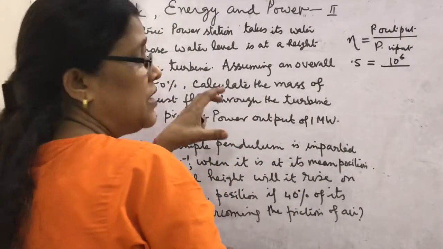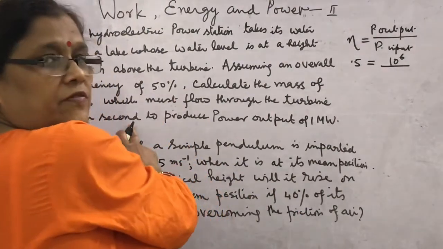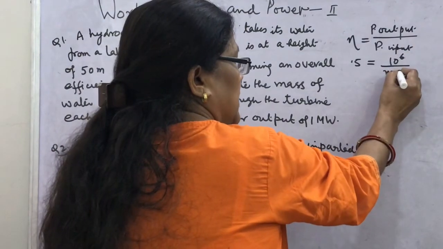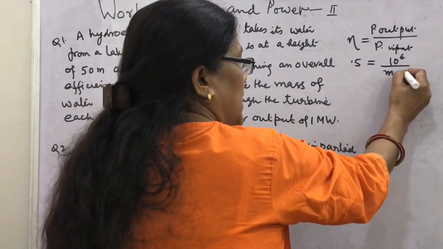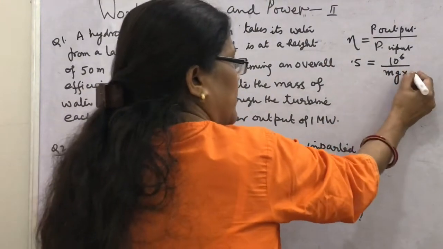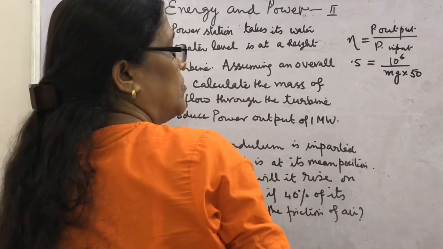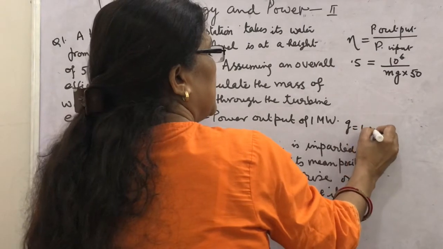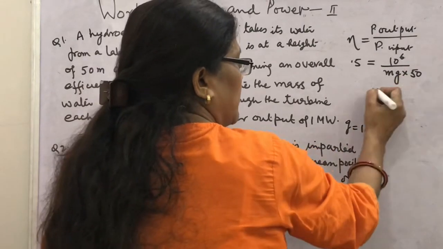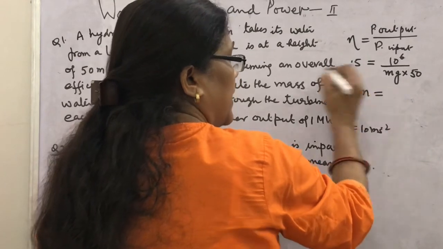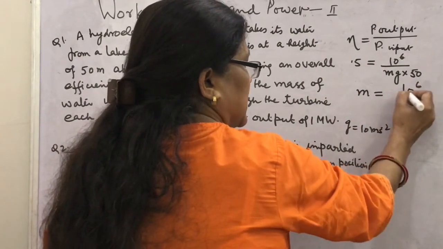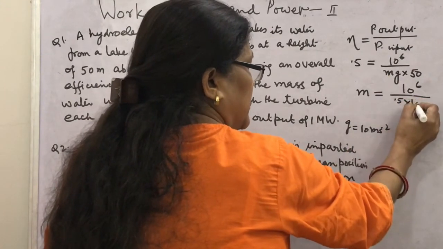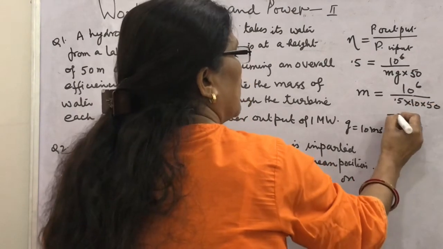Suppose m kg water per second. Each second it is asked, and you suppose each second the water taken is m kg, then m kg into g is the weight of water, and into height. How much height? 50. What is to be found here? You take g equal to 10 meter per second square, then you put here the value of g also. Then how will you find m? You put here 10 to the power 6 upon this 0.5 into g's value 10 into 50. How will you get the answer?